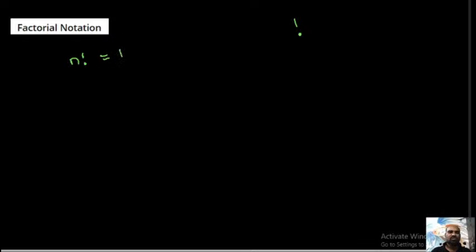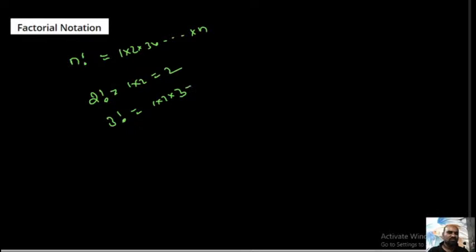It means n factorial is 1 into 2 into 3 into so on into n. This is nothing but n factorial. For example, 2 factorial means 1 into 2, that is equal to 2. What is 3 factorial? It means 1 into 2 into 3, that is equal to 6. What is 4 factorial? It means 1 into 2 into 3 into 4, which is 24. So n factorial means the product of the first n natural numbers.